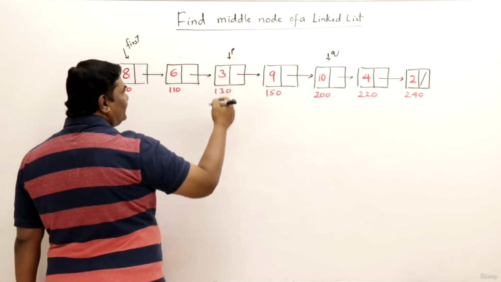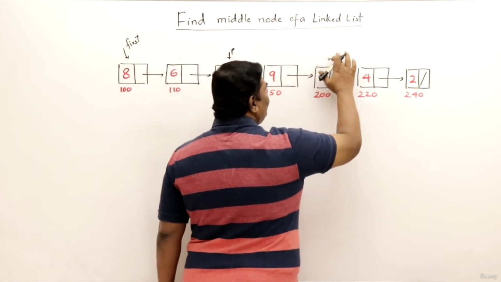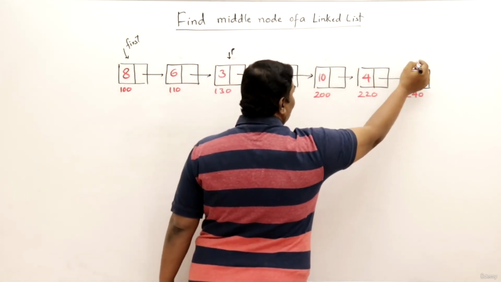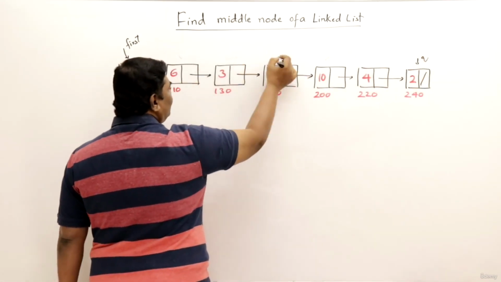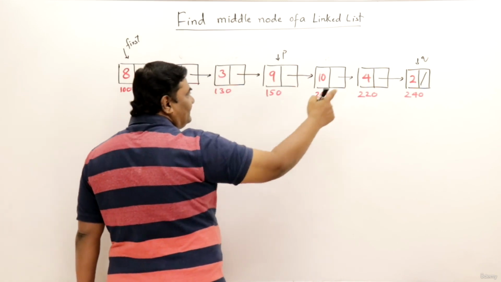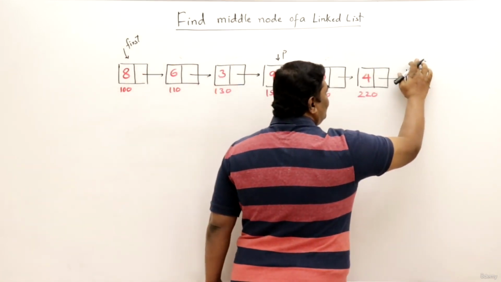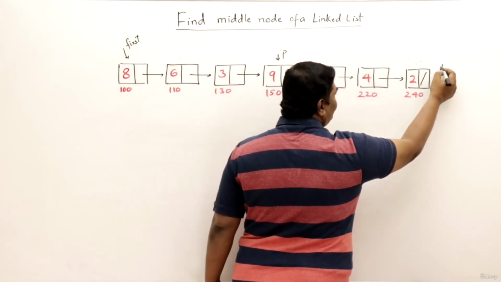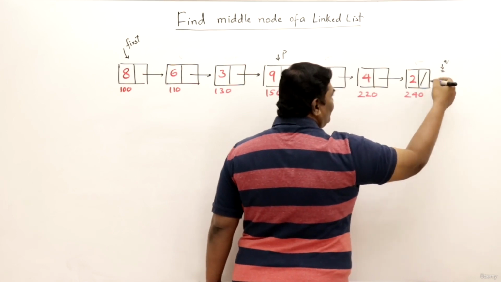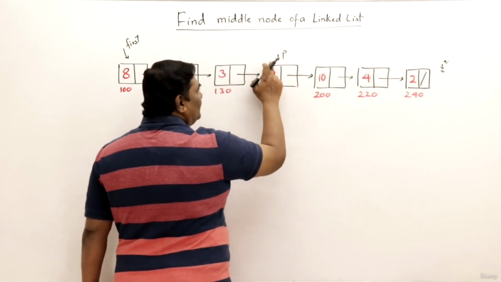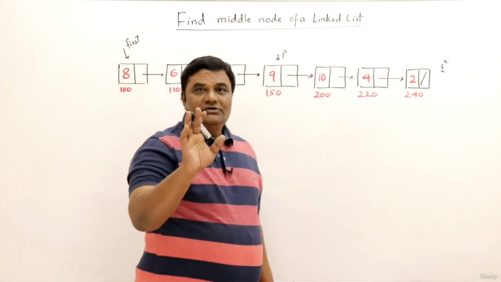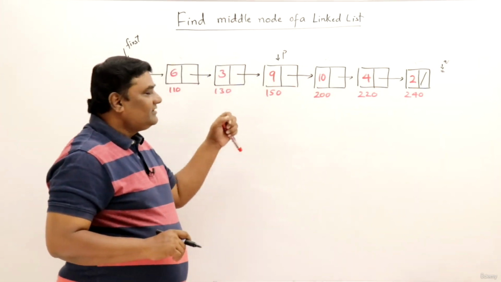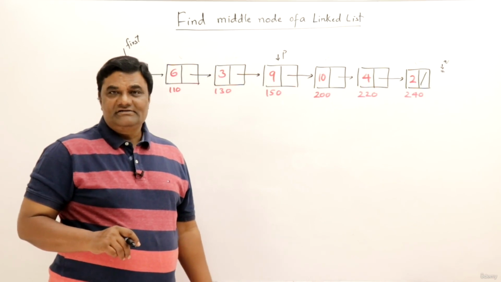So move P also. Then move Q for 2 nodes: 1, 2. So Q is here. Then move P by 1 node. Then move Q by 2 nodes. At the first node itself Q becomes null, so we cannot move further. Then move P? Shall we move P? No, Q became null. Don't move P. So it means we are on the middle of the linked list.